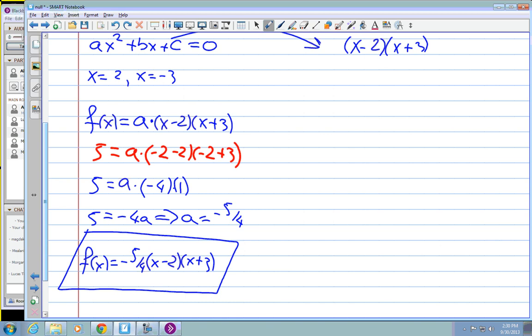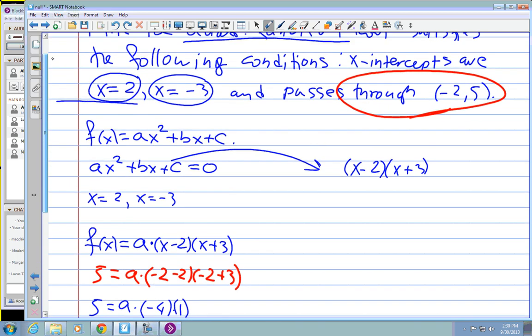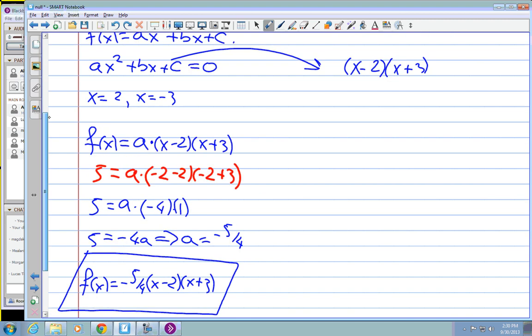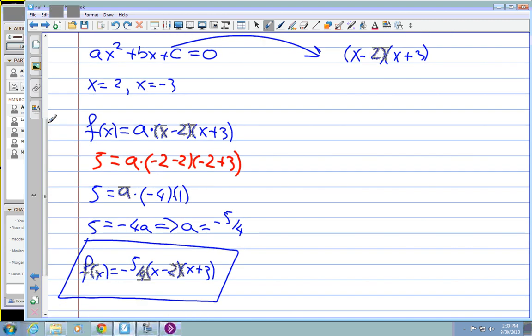That makes sense? Yes, this is a little sneaky. We had to think backwards. We had to go backwards from the solutions to the equation, realize that those are the factors, and then solve for the coefficient. You don't have to FOIL this.